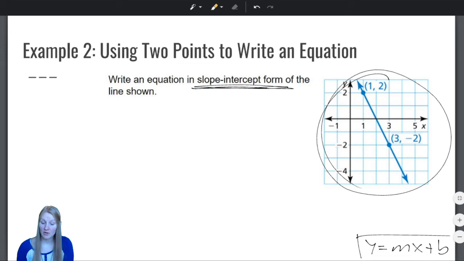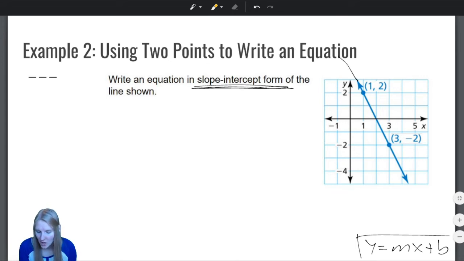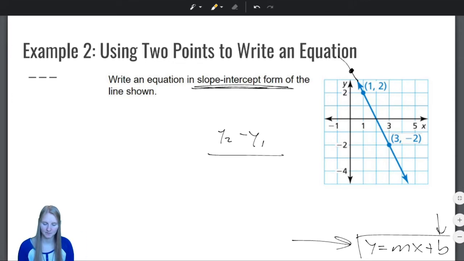Also, this looks very similar to a problem that we did in 4.1, where we had a graph and 2 points, but remember that they showed us one of those points was on the y-axis. So we knew what the y-intercept was immediately, and that's why it was so easy to put it in slope-intercept form, because I knew what the intercept was, and I could count the boxes, or I could use y2 minus y1 to find the slope.